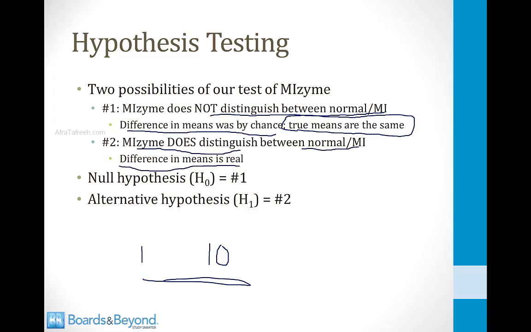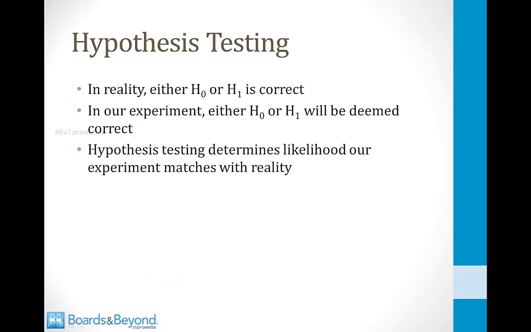We call possibility number one the null hypothesis, and we represent that by H sub 0. We call possibility number two the alternative hypothesis, and we represent that by H sub 1. So in reality, one of those two is correct. Either H0 or H1 is correct. In our experiment, we're going to decide that either H0 or H1 will be deemed correct. So hypothesis testing is going to determine the likelihood that our experiment matches with reality.